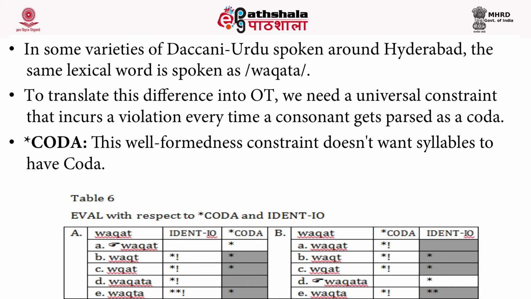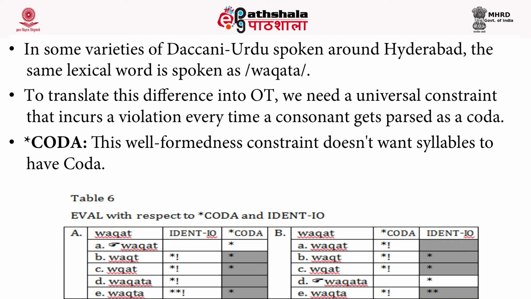In D, Waqata, there is insertion going on, so ident-IO gets violated, whereas no coda is not violated. In Waqta, there is metathesis going on, so ident-IO is violated twice, because in A's position ta comes and in ta's position a comes. So the correspondents do not match, therefore ident-IO has two violations. So as you can see from the above example, B, C, D, E all have fatal violations as they violate the faithfulness constraint ident-IO. Therefore, Waqt becomes the optimal candidate.